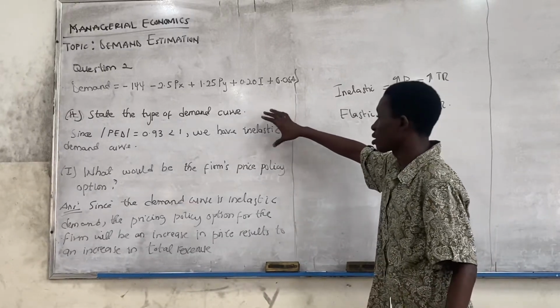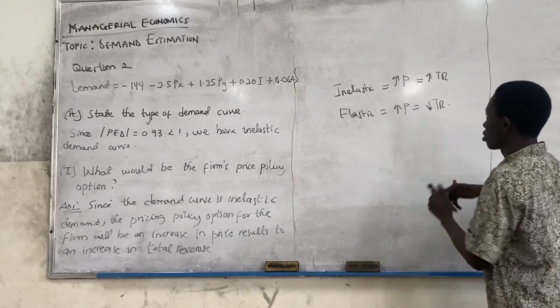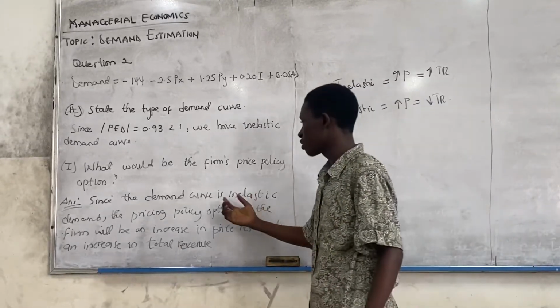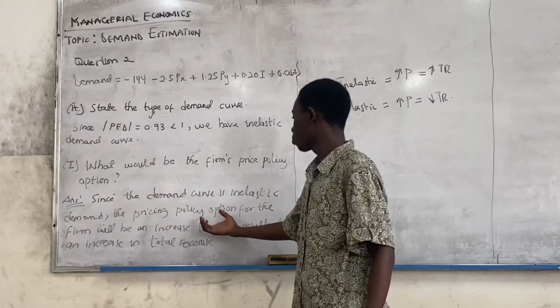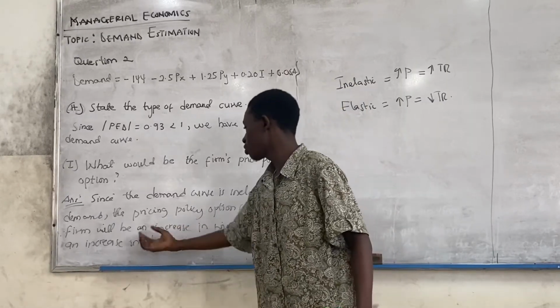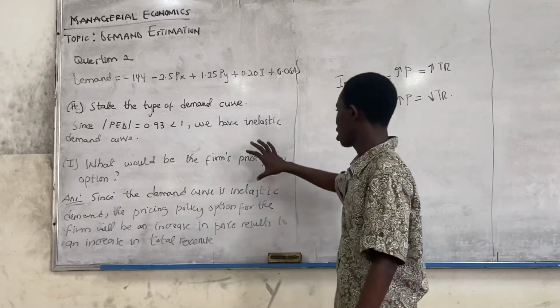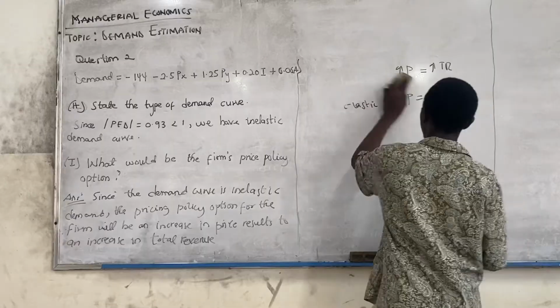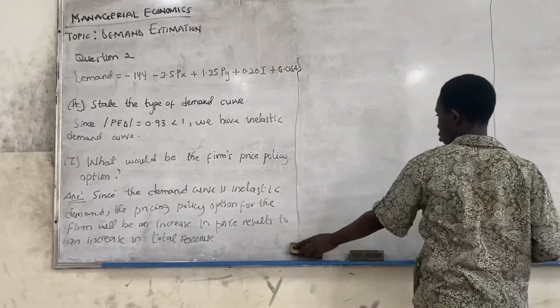So then, our own price elasticity was what? Inelastic. So we are going to use this one, the first one. Since the demand curve is inelastic, the pricing policy option for the firm will be that an increase in price results in an increase in total revenue. That's for the I. So we are done with the I. We move on to the J.